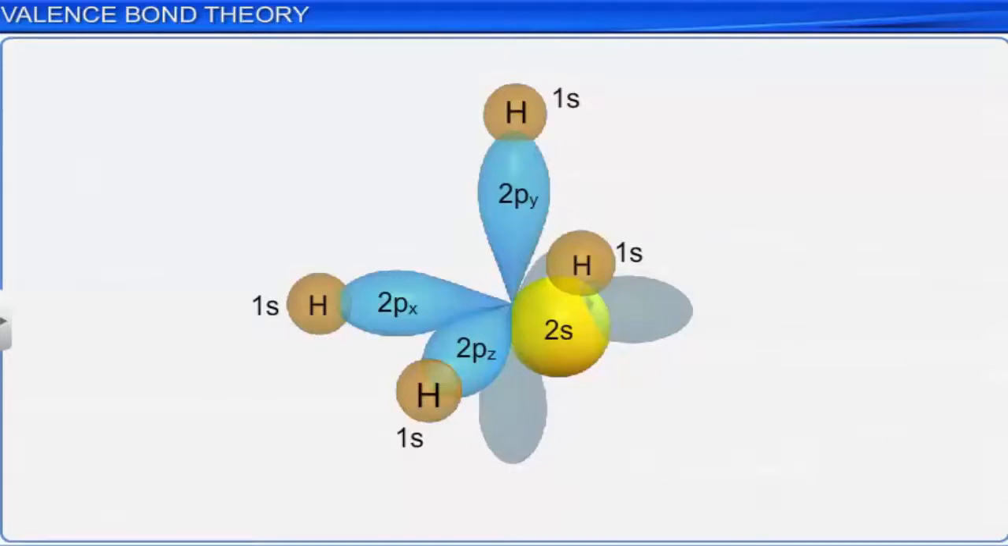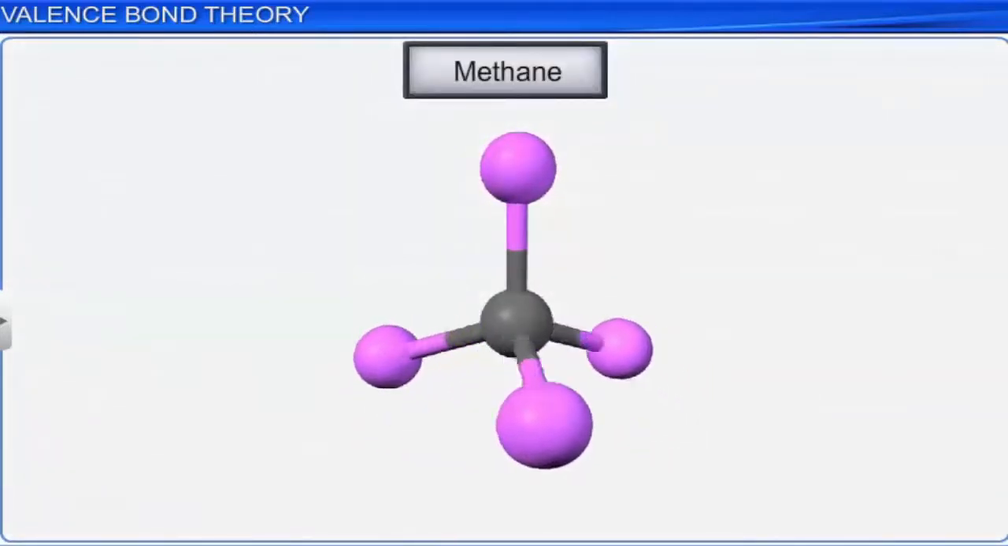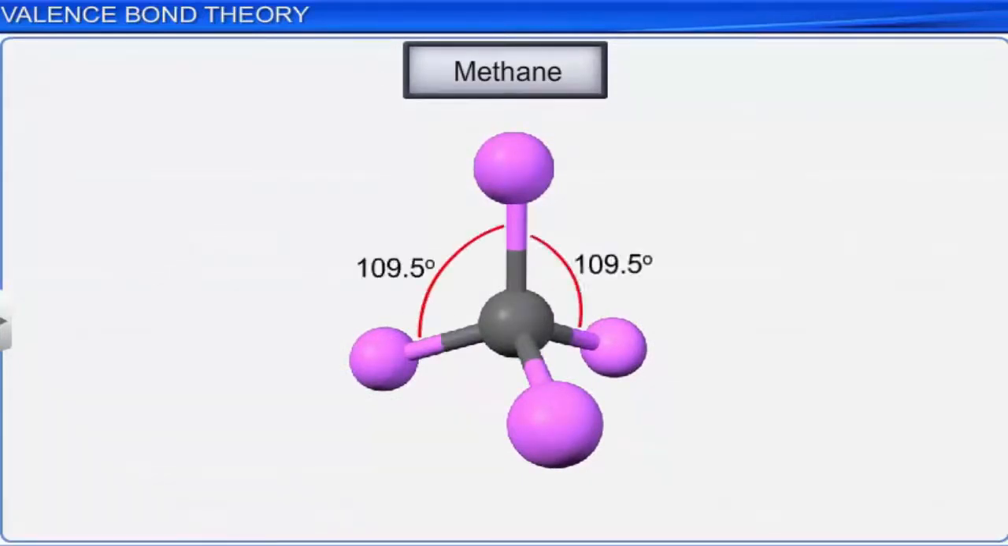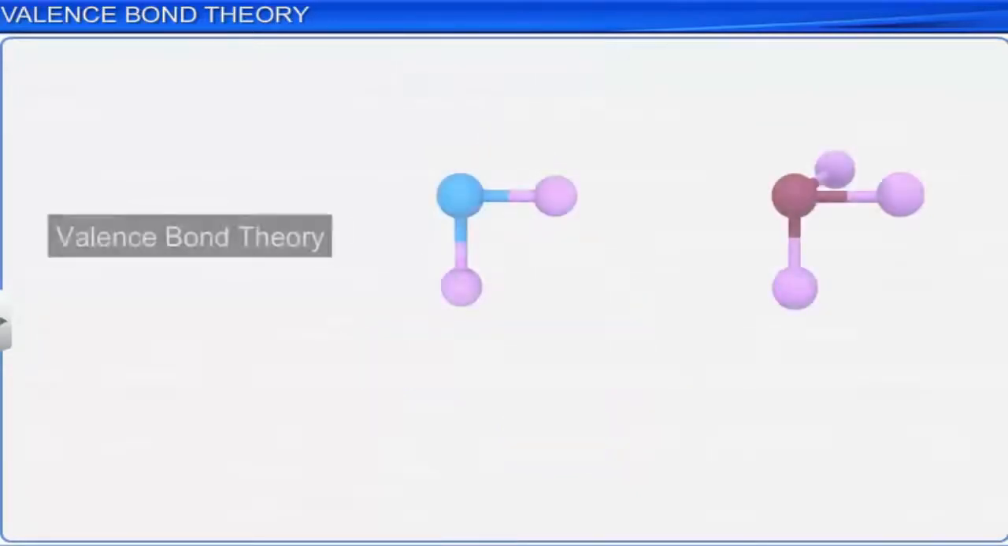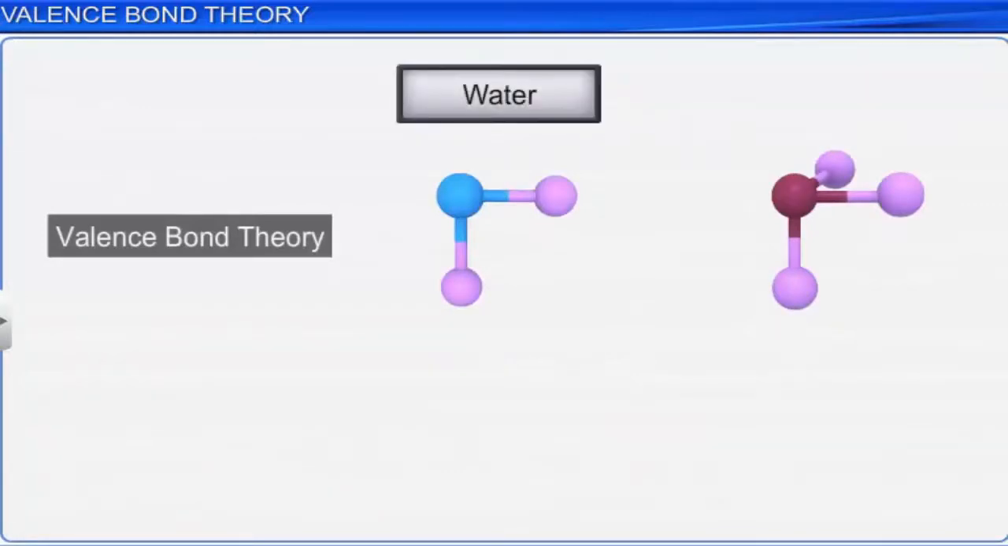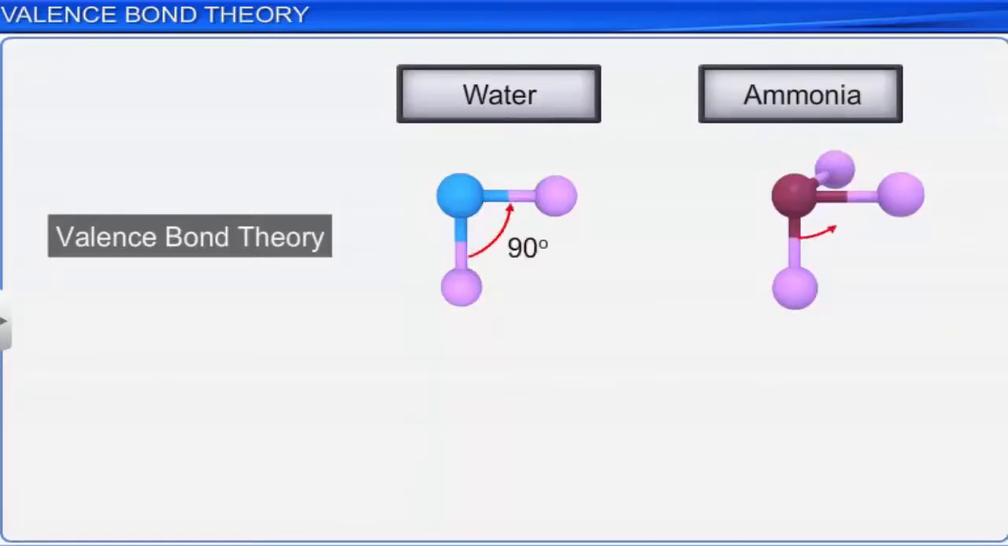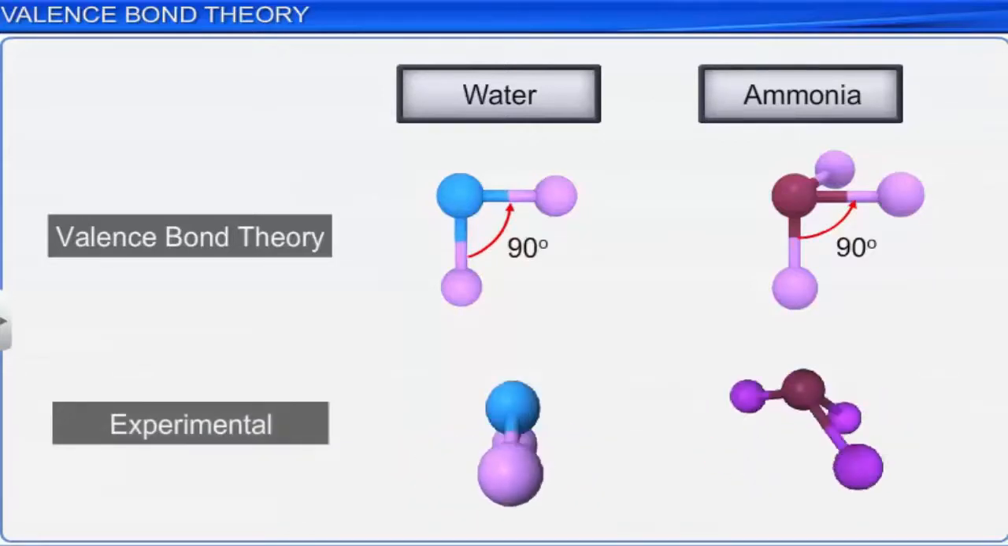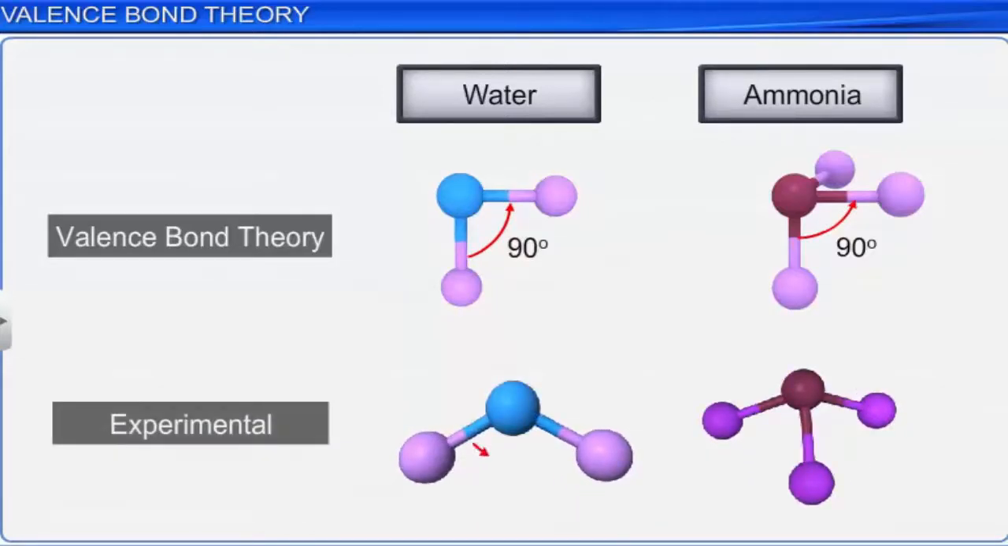But experimentally it is observed that all the 4 bonds are exactly identical in all aspects and are oriented at a bond angle of 109.5 degrees. Similarly, valence bond theory cannot account for the correct bond angles in water and ammonia. While valence bond theory predicts a bond angle of 90 degrees in them, the experimental result suggests bond angles of 104.5 degrees and 107 degrees respectively.